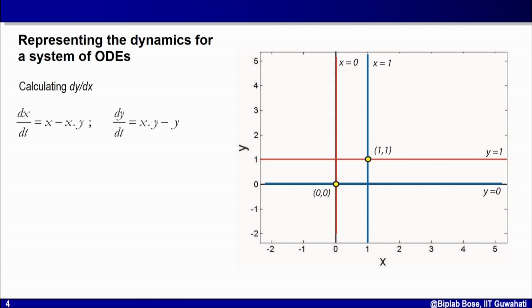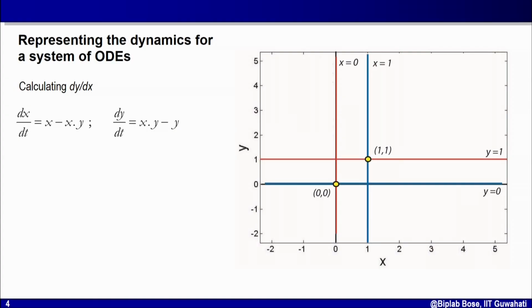For this system, I want to draw the phase plane and divide it into equidistant grid points, and at each of these grid points, I want to draw an arrow representing dy/dx. So how can I calculate dy/dx here?